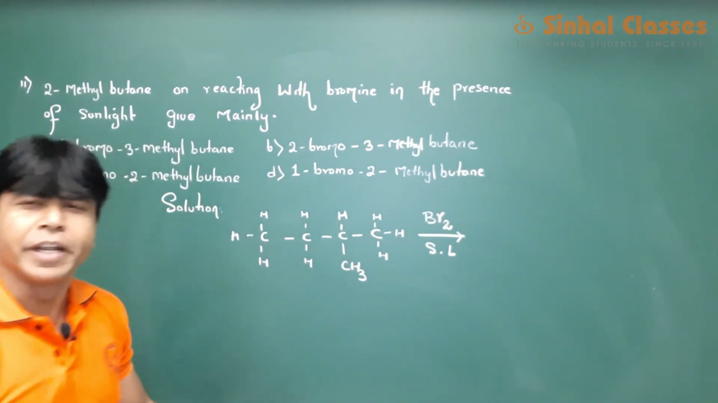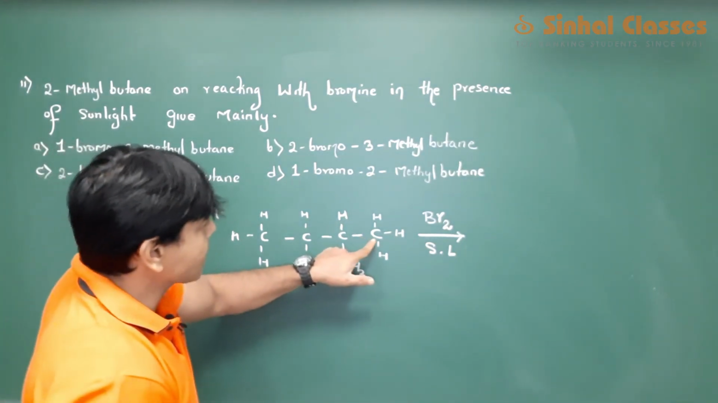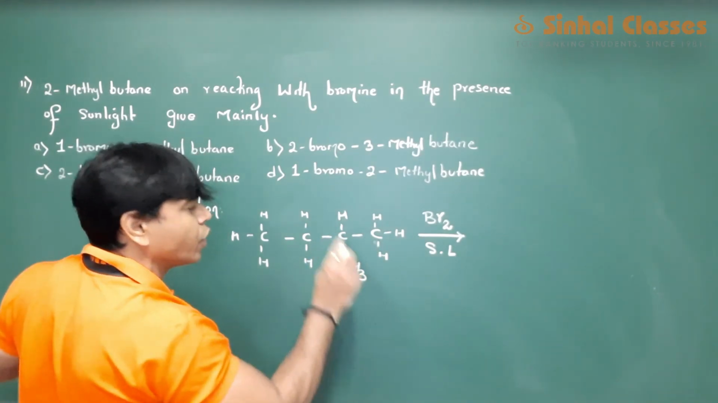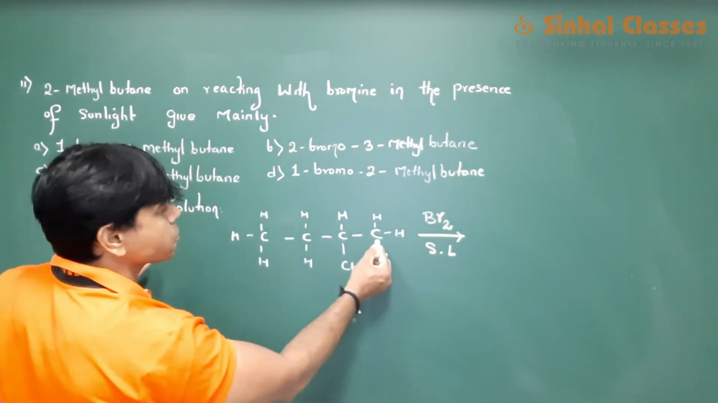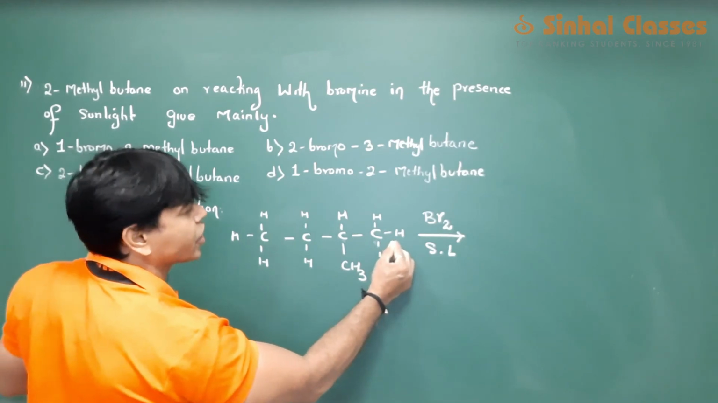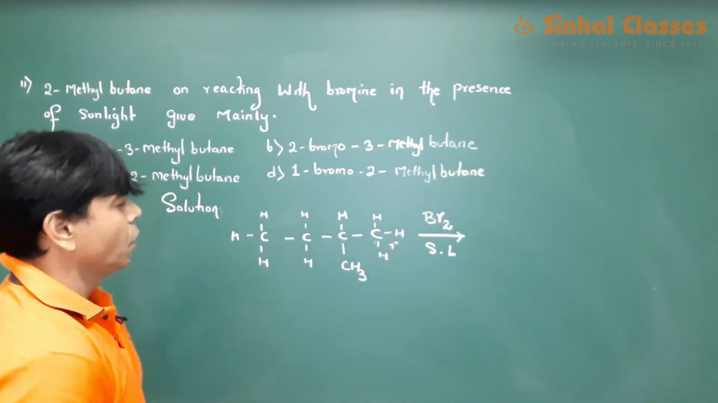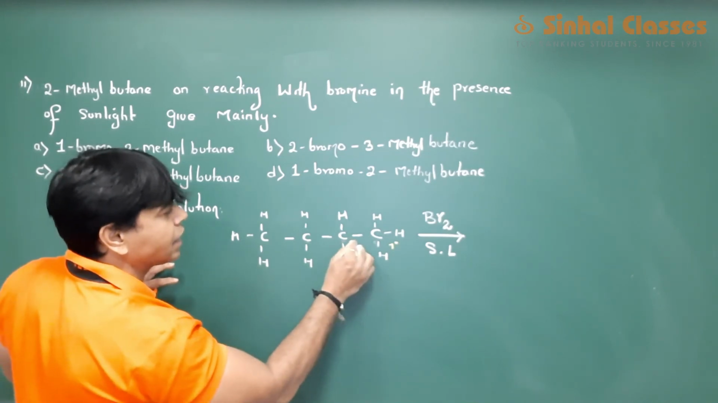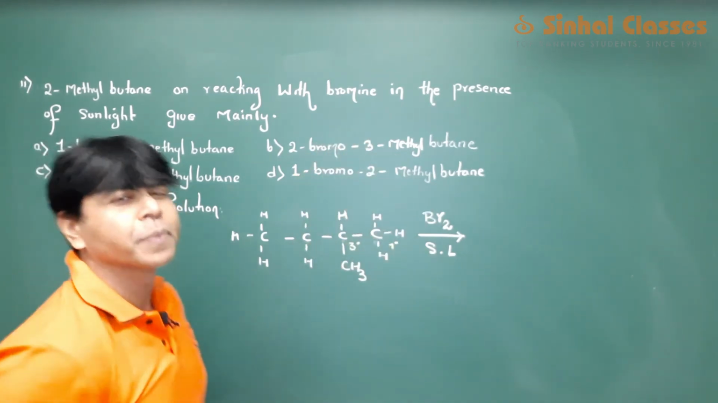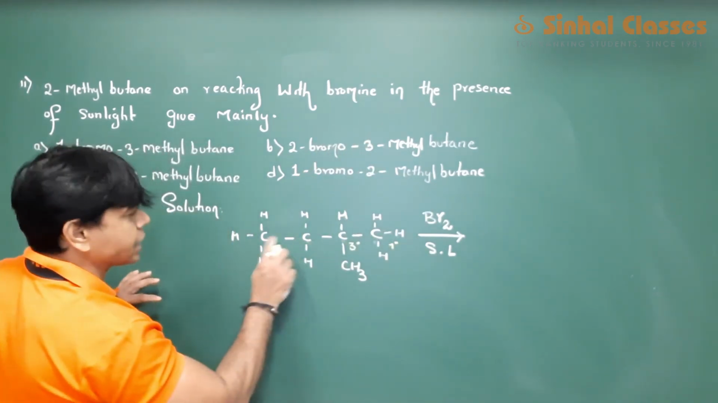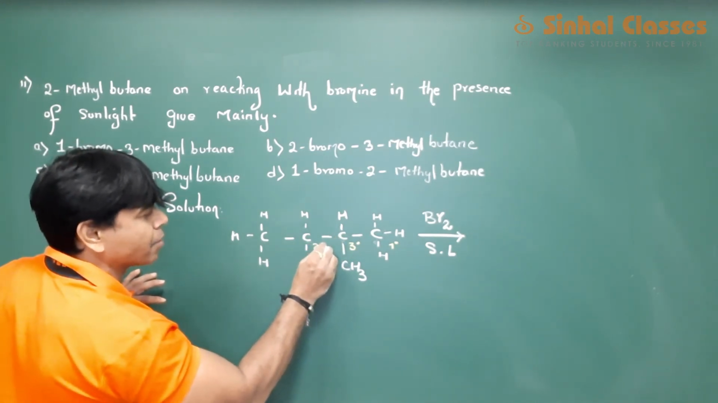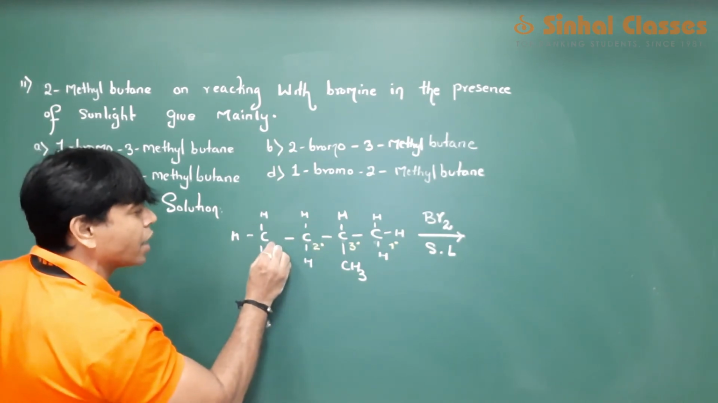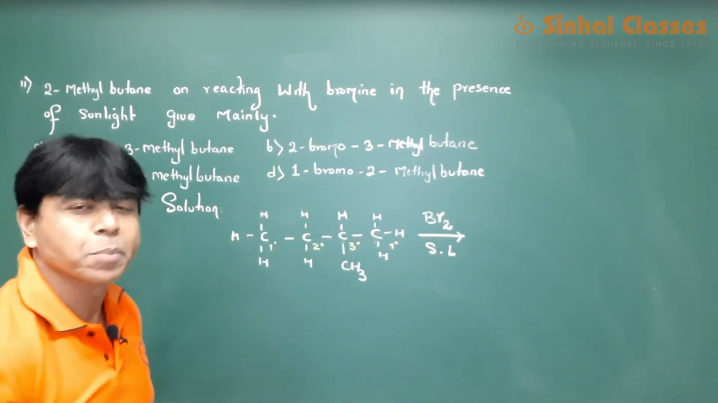Now just observe it. This carbon is called a primary carbon. Reason? It is connected to only one carbon. So this is a primary carbon, first degree carbon. What about this carbon? It is connected to 3, so it is a tertiary carbon. This is connected to 2, so it is a secondary carbon, second degree carbon. This is connected to only 1, so it is a primary carbon.